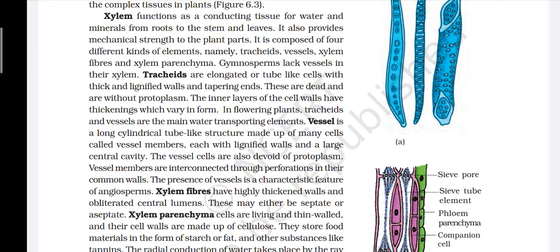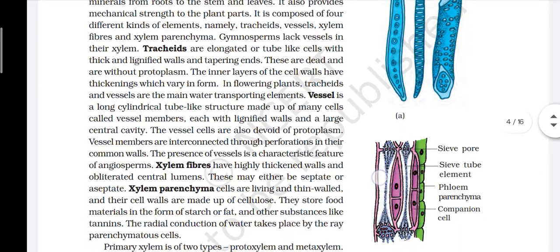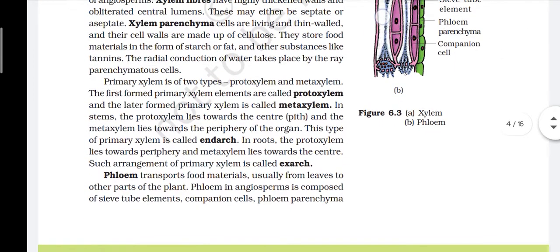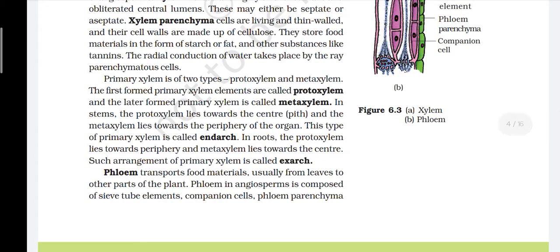Xylem fibers have highly thickened walls and obliterated central lumens. These may either be septate or aseptate. Xylem parenchyma cells are living and thick-walled, and their cell walls are made up of cellulose. They store food material in the form of starch or fat and other substances like tannins. The radial conduction of water takes place by the ray parenchymatous cells.